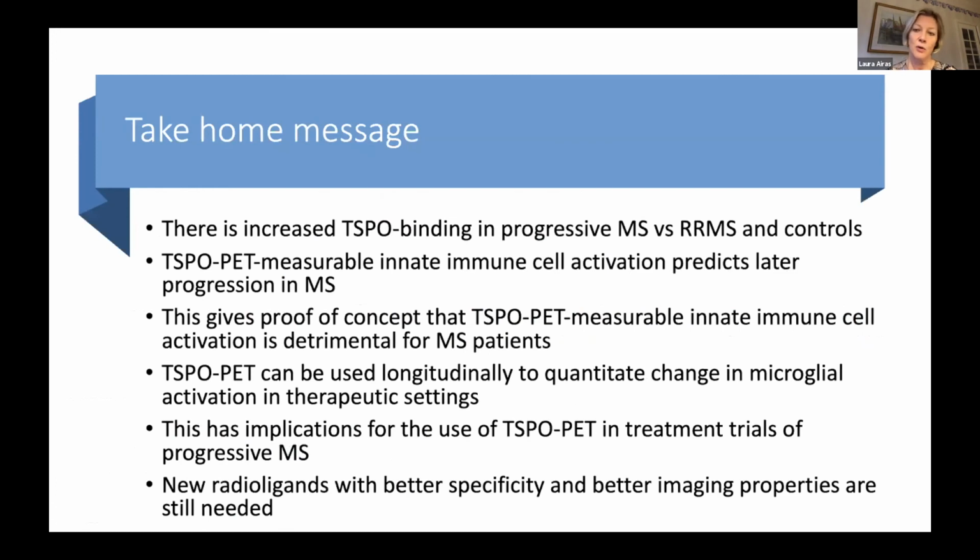So, take home messages. There is increased TSPO binding in progressive MS compared to relapsing remitting MS and controls. The TSPO PET measurable innate immune cell activation predicts later progression in MS. And this gives proof of concept that TSPO PET measurable innate immune cell activation is detrimental for MS patients.